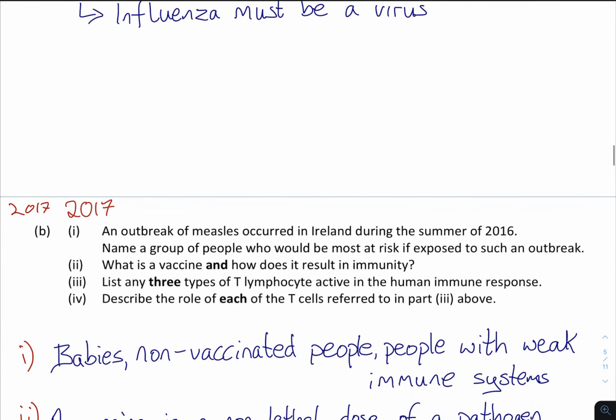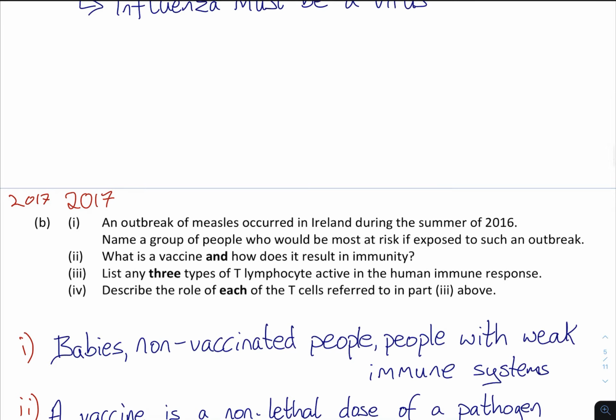Okay, 2017. An outbreak of measles occurred in Ireland in summer of 2016. Name a group of people who would be most at risk to this outbreak. Well, there's a load of different types of people there. You've got babies, who will obviously have a less developed immune system. You've got people who are not vaccinated, and you've got people with weak immune systems.